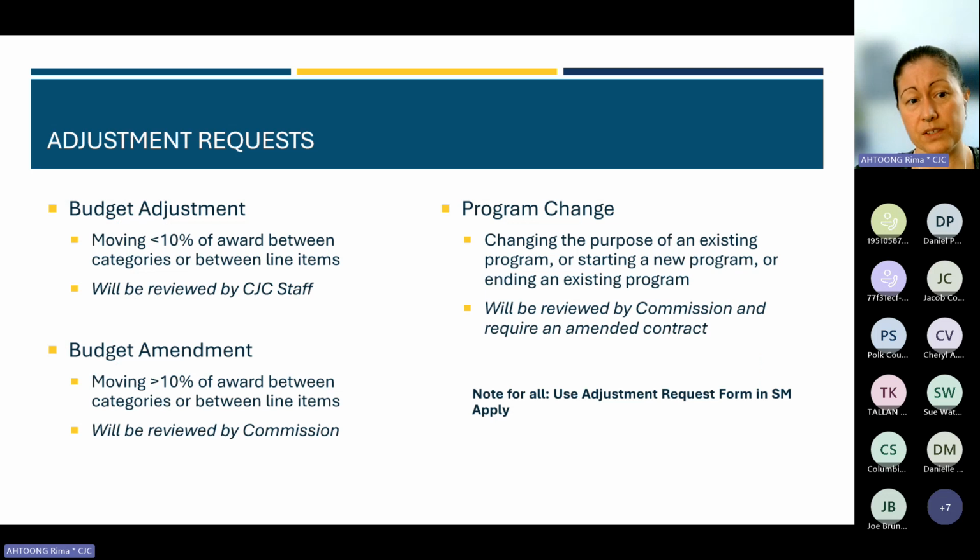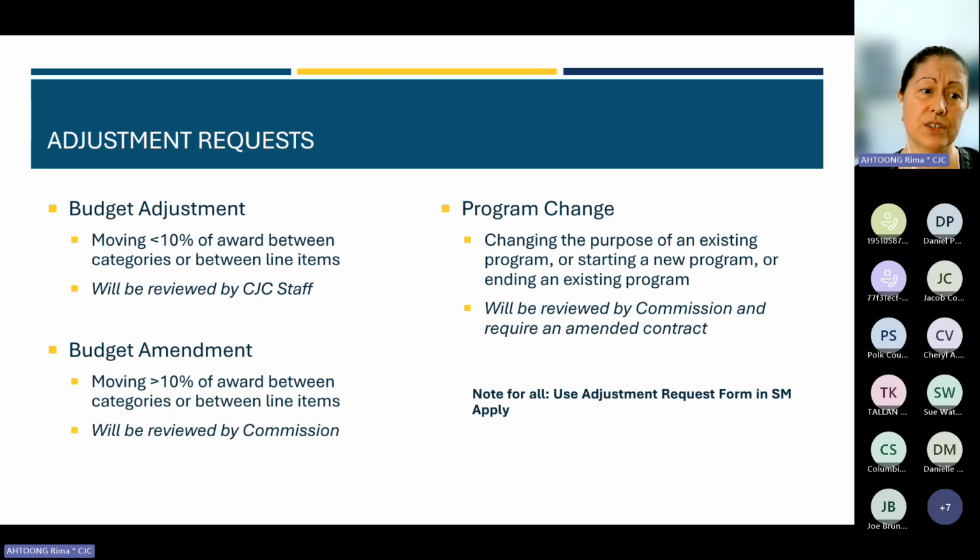So adjustment requests, the process is the same as we have now. The form might change a little bit, the wording, we're still working that out, but just as it is now, if you need to make a budget adjustment, which is a change that's less than 10% of the award between categories or between line items, you submit that through SM Apply. We review it and we can make that change internally. The difference is that we will then update the quarterly expenditure report to reflect this change.